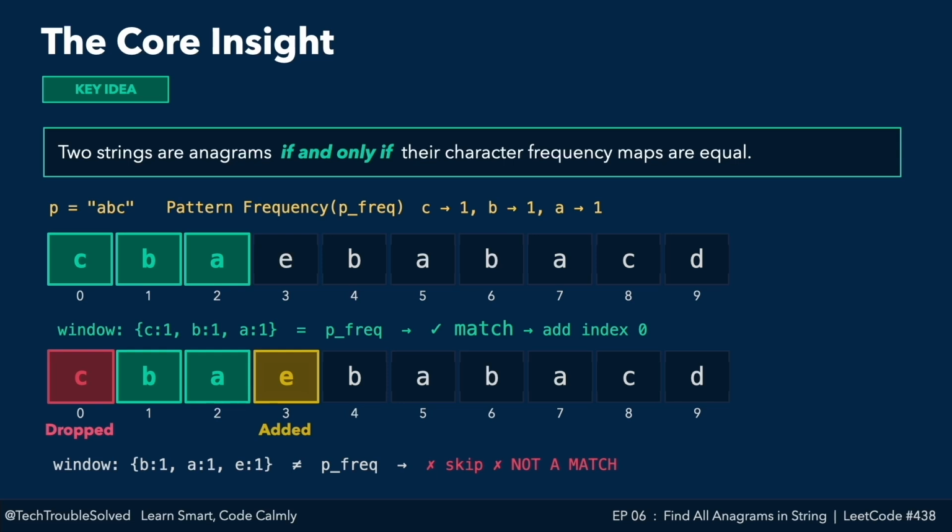And you do this for every window, every single slide. One comparison per step. That's the algorithm. Check the frequency map after every slide. Collect the start index every time they are equal. It sounds almost too simple, but that's what an O(n) solution looks like. They find the right question to ask and ask it efficiently.